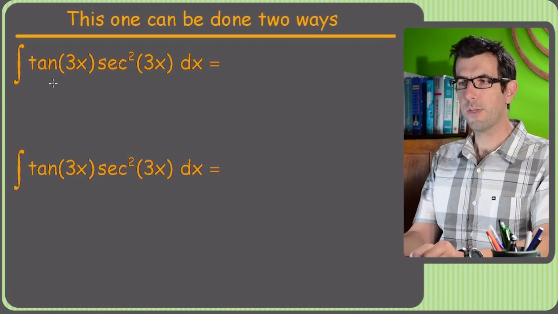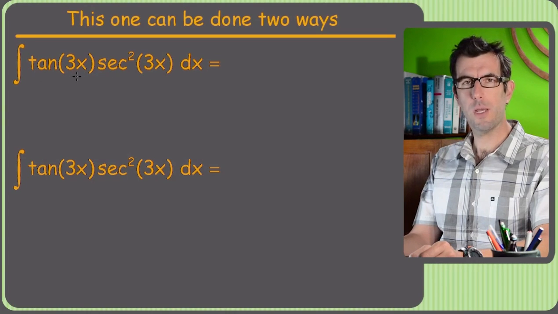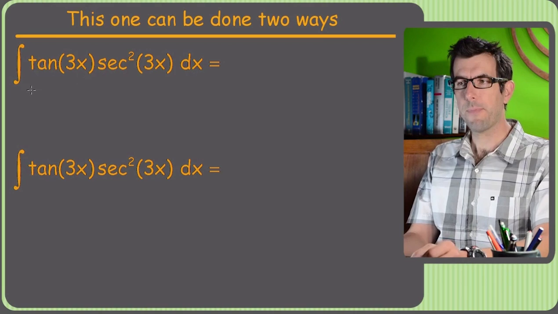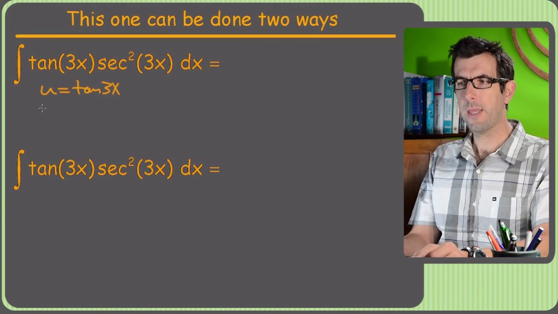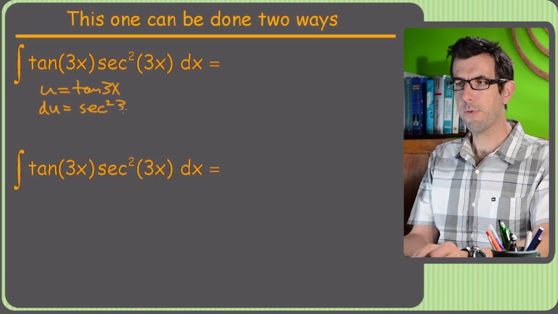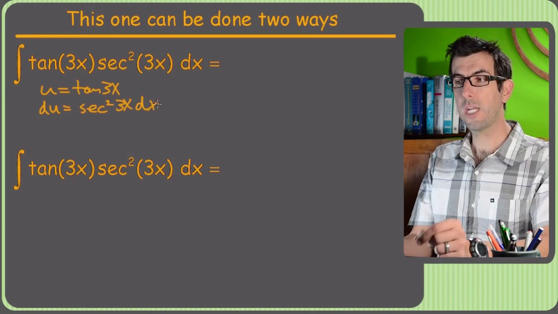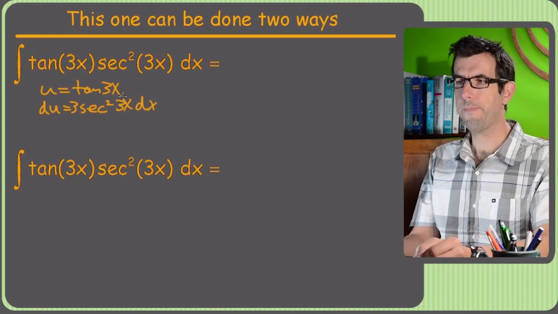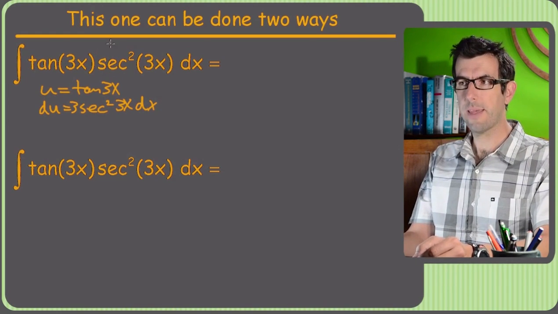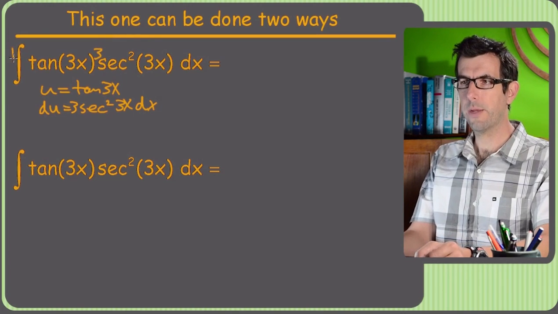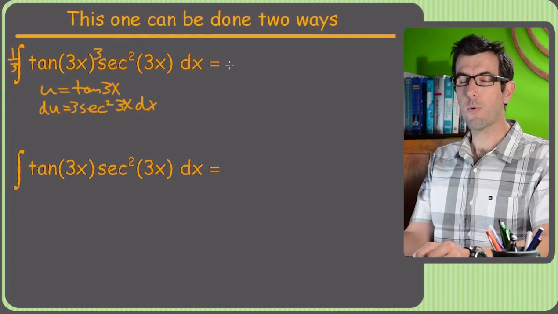So on this first time, I'm going to look at it and remember, you know what? The derivative of tangent is secant squared. That can't be a coincidence. So let's make our u tangent of 3x, and that way our du will equal secant squared of 3x dx, and of course chain rule means I have to put a 3 in here as well. So I've pretty much got that already. I just need a 3 here, and then of course a 1/3, and now we're all set up.